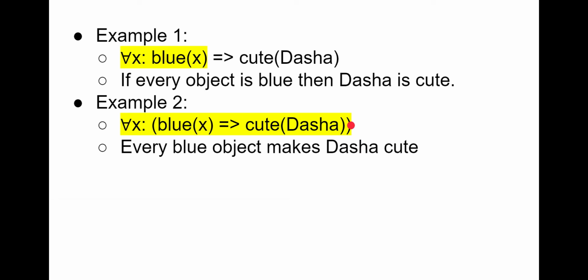For example, one we have is for all X, blue of X implies cute of Dasha, which says that if every object is blue, then Dasha is cute. And note example 2, which just moved the parentheses around a little bit. Here we said that every blue object makes Dasha cute. The term makes is not precisely accurate with respect to logic, but it's close enough, unless I want to go ahead and just restate the logical sentence.